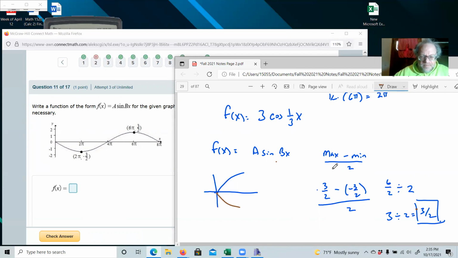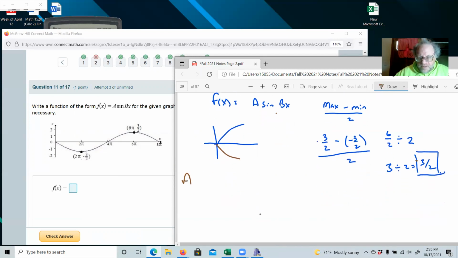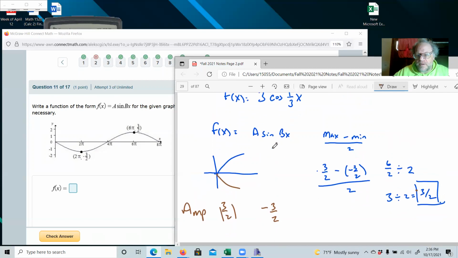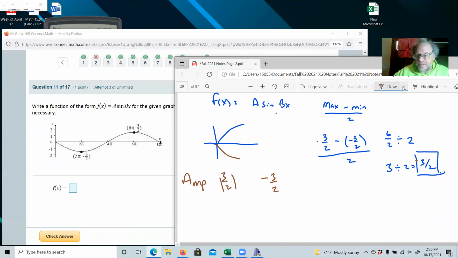So our amplitude is still 3/2 because it's the absolute value. But the coefficient I want in front here, that's going to be -3/2. Okay, so that's our first business. All right, now, second business.